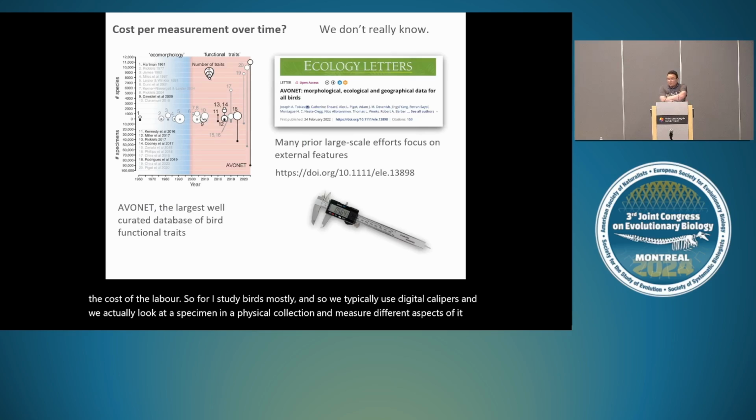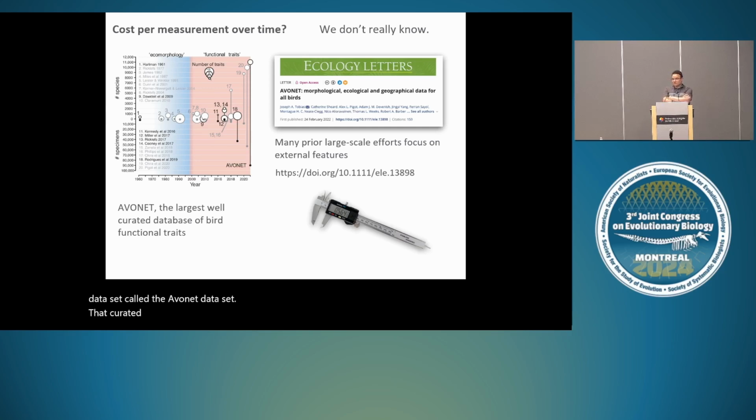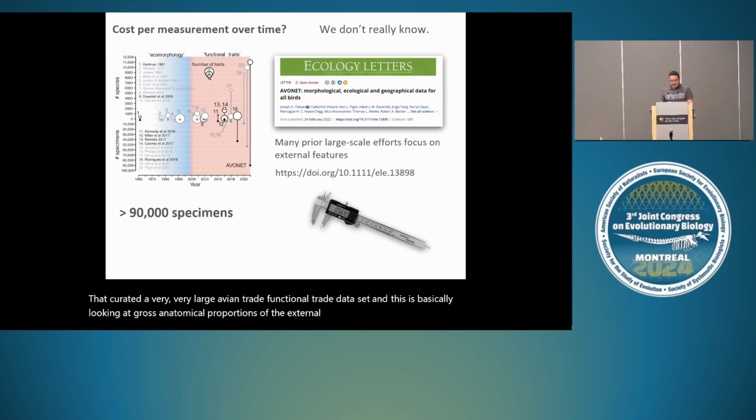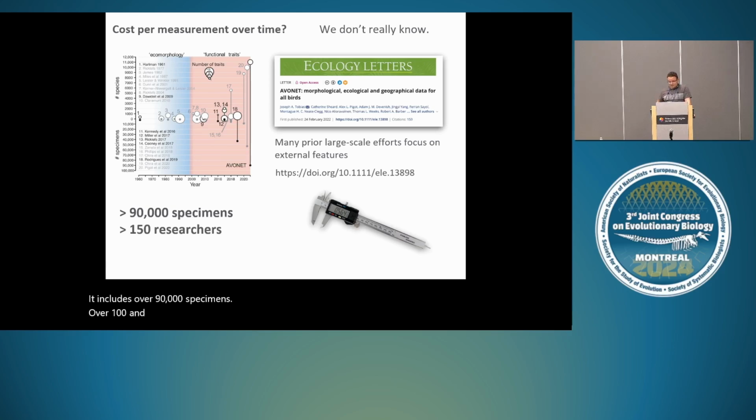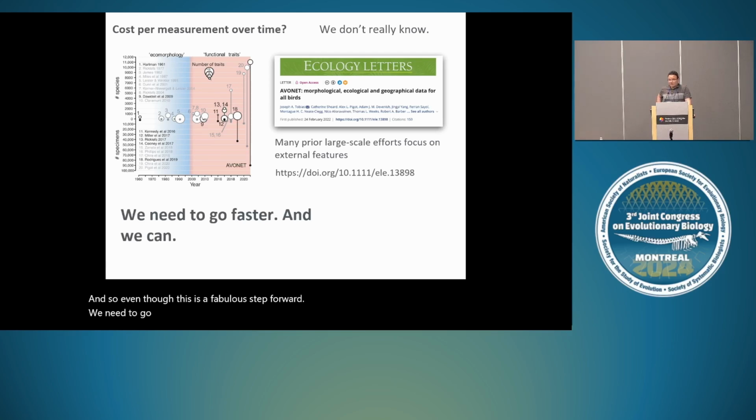And there was a really wonderful paper published a couple of years ago that published this data set called the AvoNet data set that curated a very, very large avian functional trait data set. This is basically looking at gross anatomical proportions of the external phenotype. It includes over 90,000 specimens. Over 150 researchers contributed to this, but it took decades to generate this. And so even though this is a fabulous step forward, we need to go faster if we're going to understand biodiversity while we still can, and I think we can.